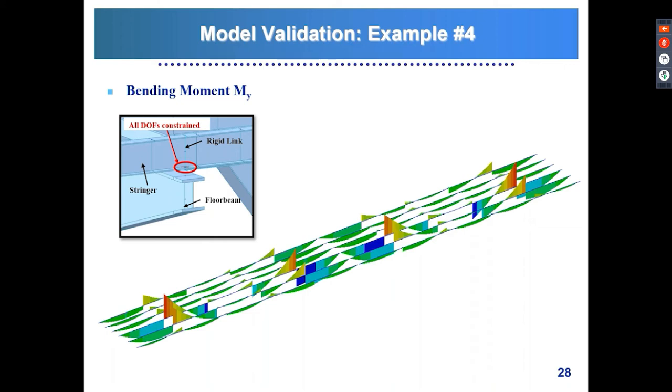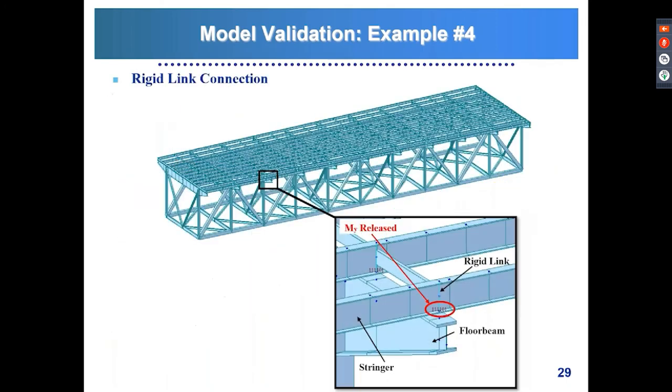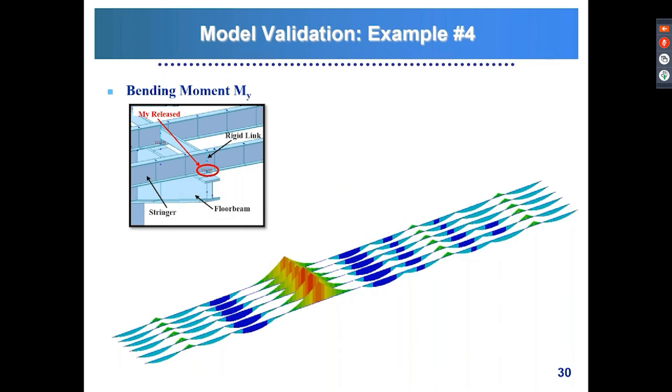And after looking at it for a while, we finally figured out that the rotation of this master node was introducing an additional moment on that stringer, and that was causing the issue. So what we did to fix it is we kept the link as it was, but we just released the moment in the y-axis. And just by doing that release, we were able to get the moment diagram that we were expecting.